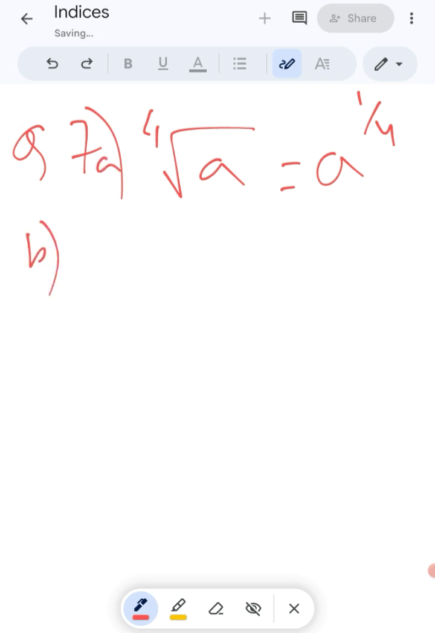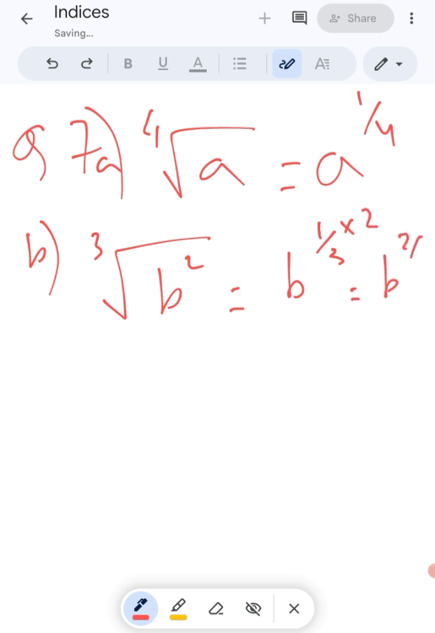It says cube root is there and a b square. B square inside, cube outside. Let's do it like this. I know that this is a cube root, so I can write it b raised to the power 1 upon 3. Agreed? And then it was a 2 as well, so multiply it with a 2. What do I get? B raised to the power 2 upon 3. Or you can write it directly as b raised to the power 2 upon 3.